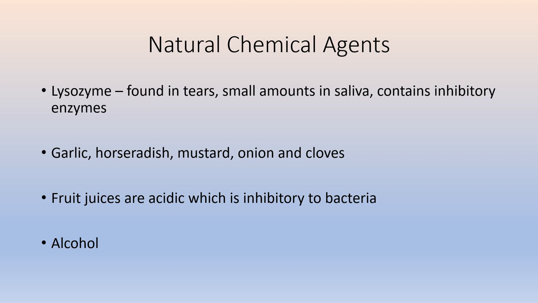A lot of your fruit juices are acidic, and bacteria prefer a more neutral to alkaline environment. So just the mere fact of lowering the pH makes these juices inhibitory to bacterial infection or contamination. Alcohol is also said, the high content of alcohol also inhibits the growth of bacteria.